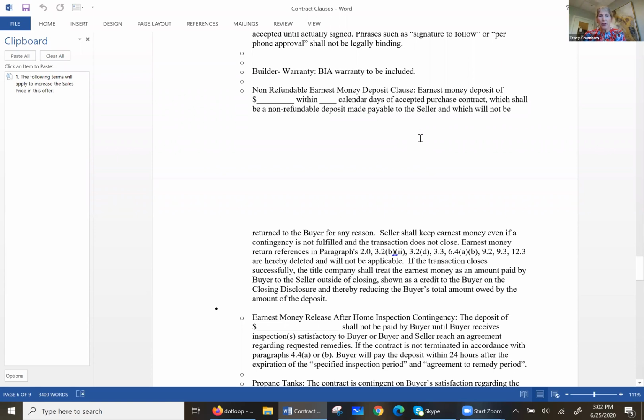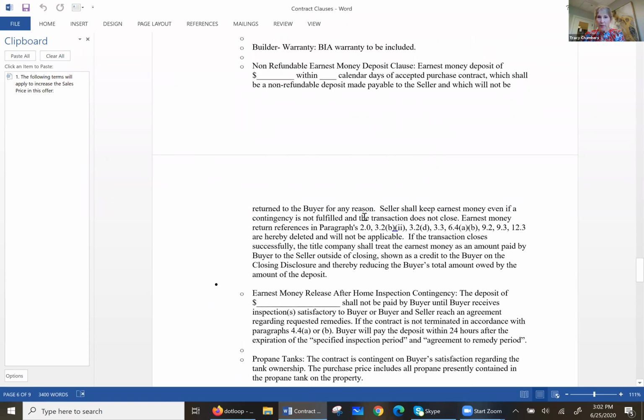So she wrote this, she's like, oh my gosh, you're right. So Marie put this together for us. It says earnest money deposit of $2,000 within 3 calendar days of accepted purchase contract, which shall be non-refundable deposit made payable to the seller and which will not be returned to the buyer for any reason. It's a little tricky here. Seller shall keep the earnest money even if a contingency is not fulfilled and the transaction does not close. Earnest money return references in paragraph blah, blah, blah are hereby deleted and will not be applicable. If the transaction closes successfully, the title company shall treat the earnest money as an amount paid by the buyer to the seller outside the closing, shown as a credit to the buyer on the closing disclosure, and thereby reducing the buyer's total amount.